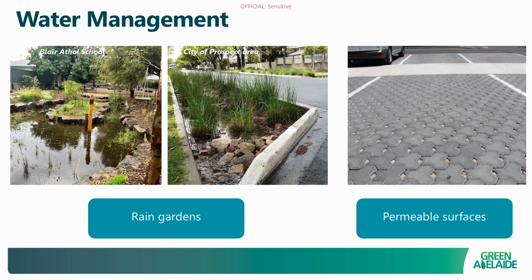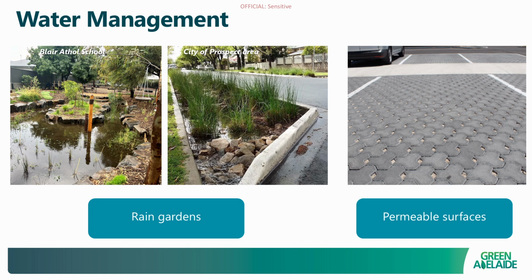And finally, the last set of examples of a particular project purpose. As you can see, this one is water management. The image on the left is from a school rain garden. So previously water would run off over the hard surfaces and go straight into the stormwater system. Here they capture that water and allow it to permeate into the ground.